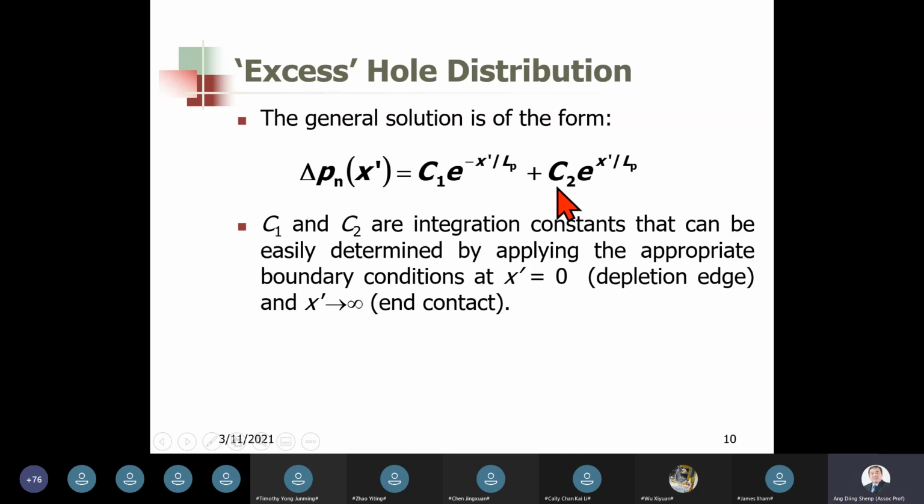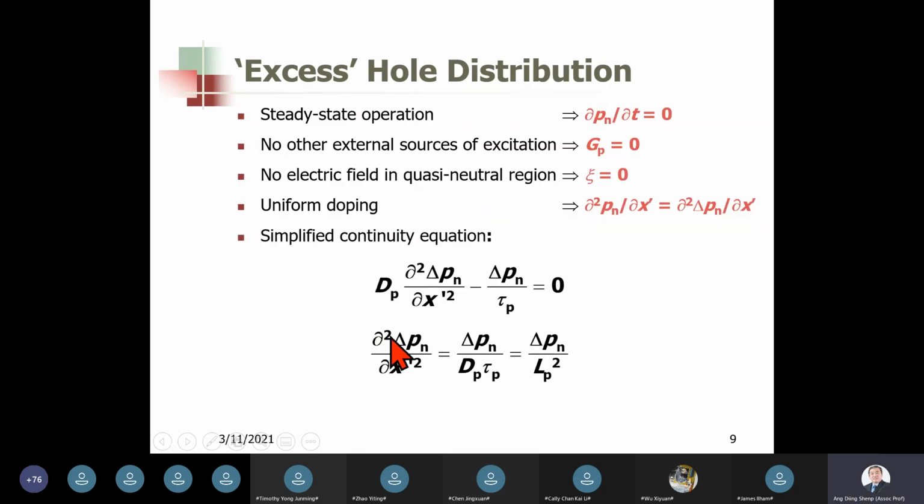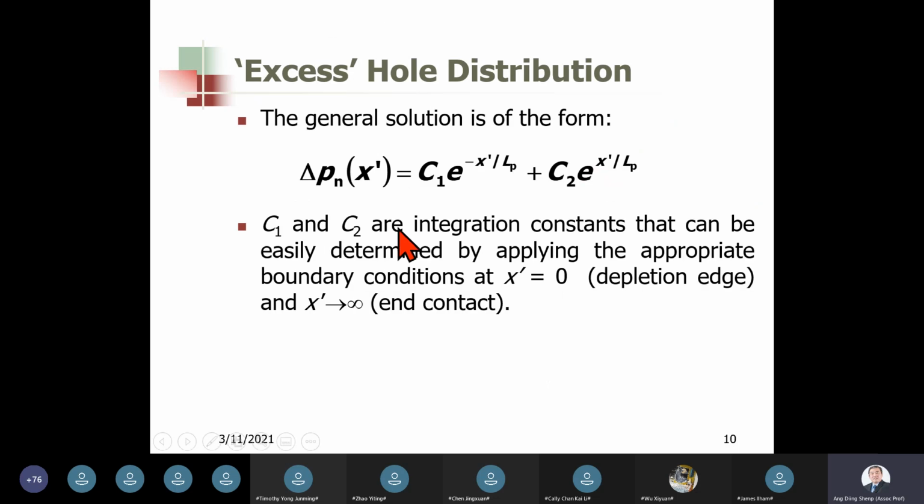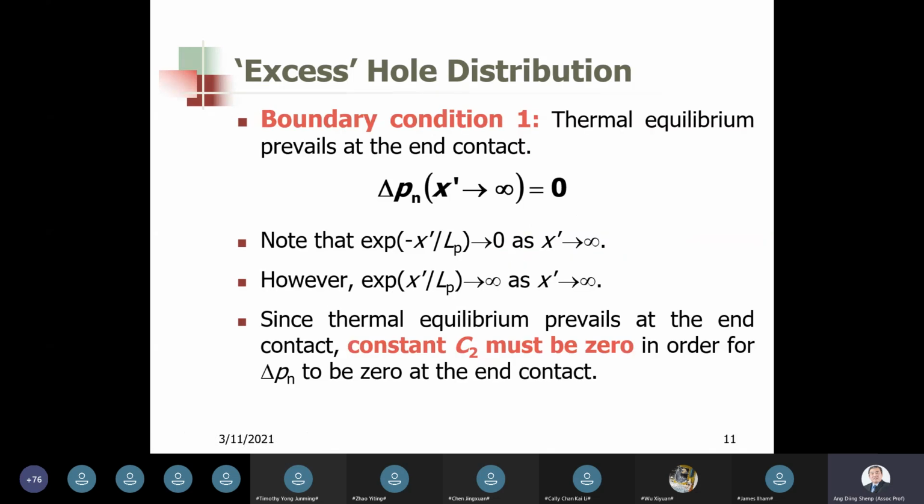Okay, now there are two constants of integration in this expression, C1 and C2. Why? Because in principle, to solve a second order differential equation, you need to integrate the equation twice. All right, so by integrating it twice, you introduce two constants of integration, C1 and C2, which can be found using the boundary conditions. So this is what I'm going to do next. So how do I find C1 and C2? I make use of the two boundaries.